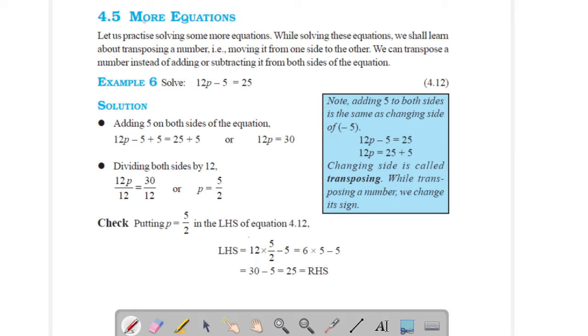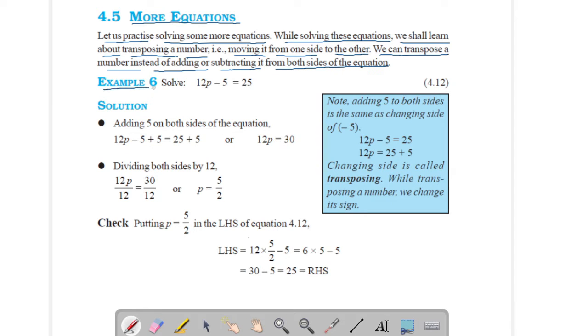Good morning, students. Today we will do more equations. Let us practice solving some more equations. While solving these equations, we shall learn about transposing a number, that is moving it from one side to the other side. We can transpose a number instead of adding or subtracting it from both sides of the equation.